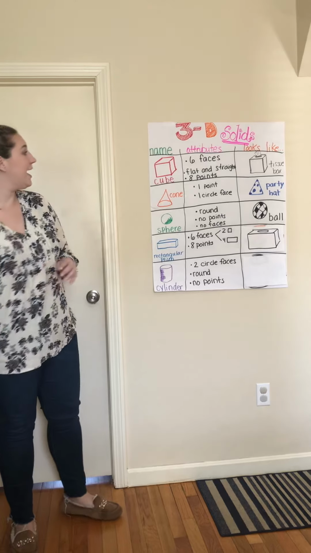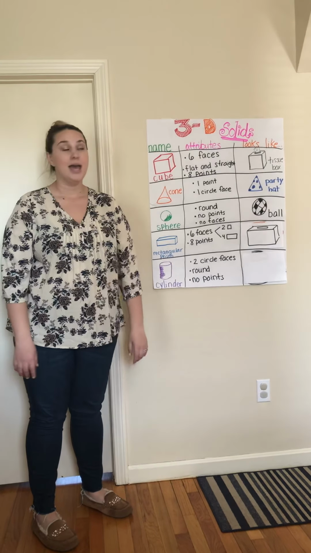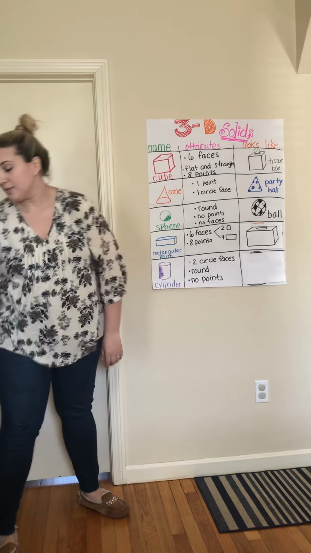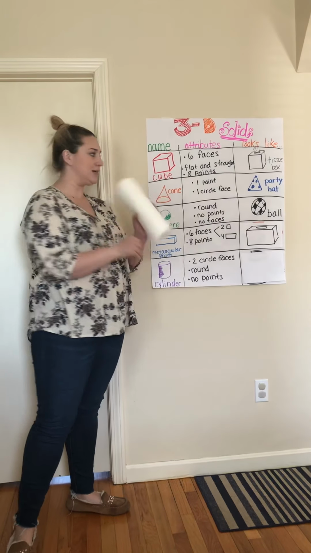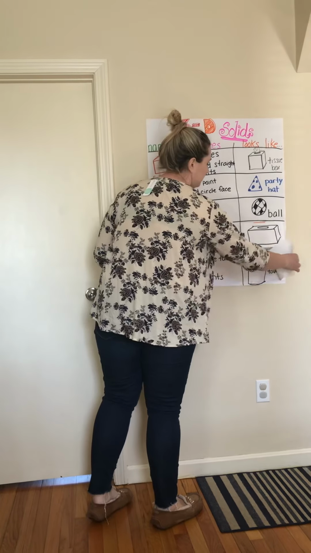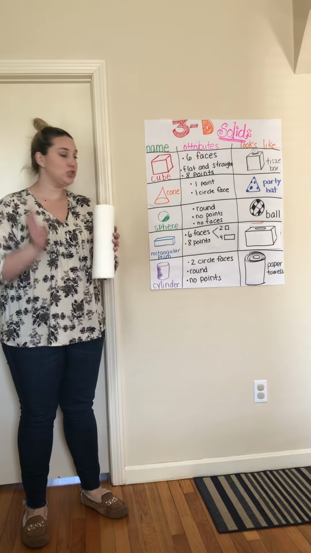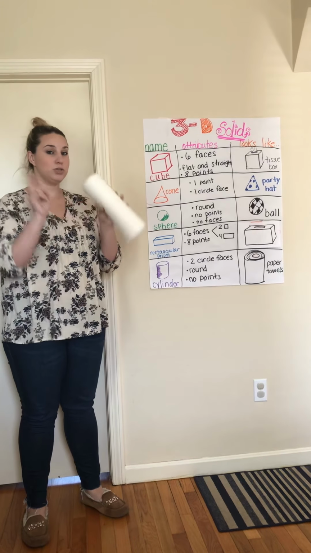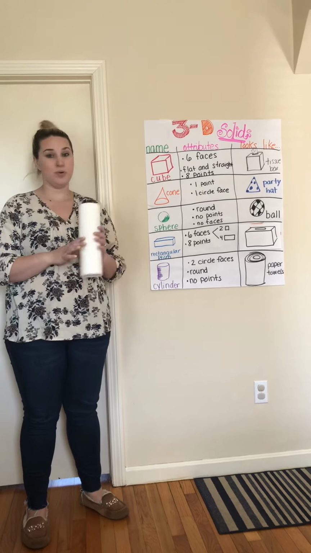All right, and the last 3D solid shape we're going to talk about today is a cylinder. And I'm sure everybody has seen a cylinder before at home. An example of a cylinder is a roll of paper towels. Here's my roll of paper towels. A cylinder has 2 circle faces. So 1, 2. 2 circle faces. It's round, and it has no points.